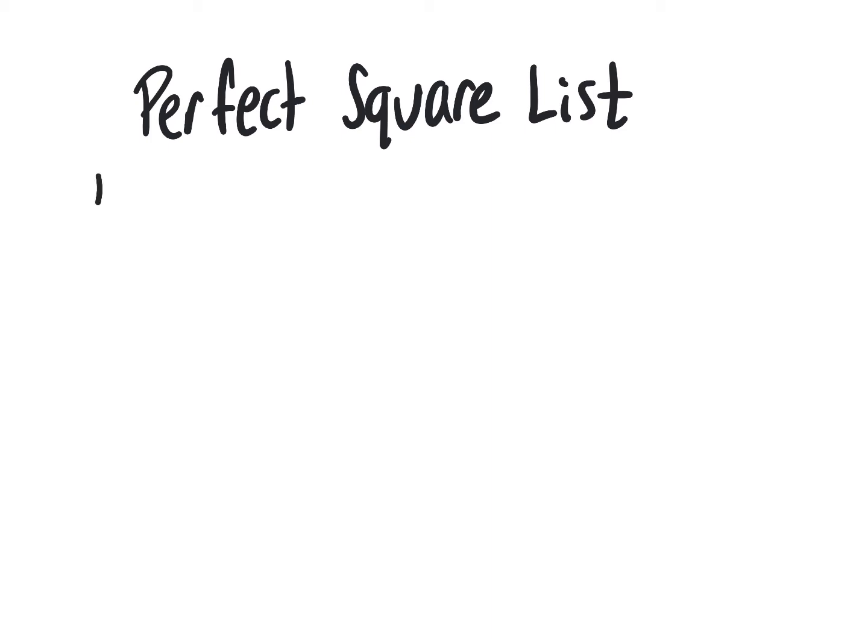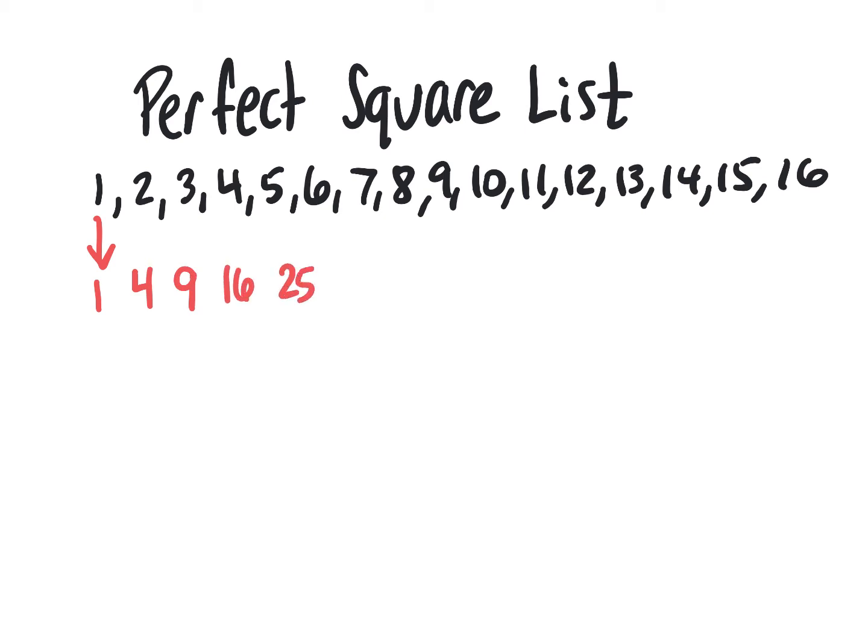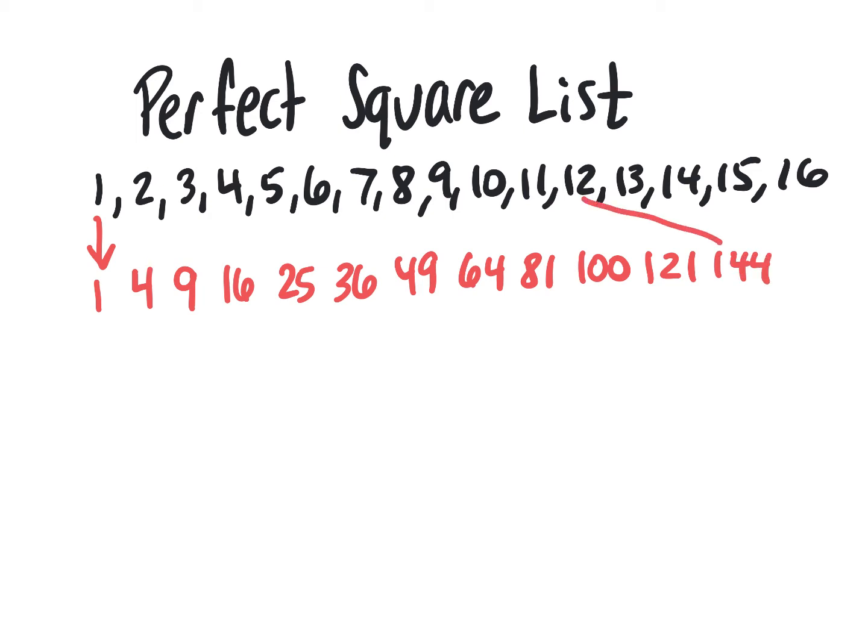So you would write the numbers 1, 2, 3, and so on. I'll go up to 16, and then you're going to say 1 squared gives you 1, 2 squared gives you 4, 9, 16, 25, 36, 49, 64, 81, 100, 121, 144, and so on. I'm out of space here at 12, but I hope that you can memorize at least up to 12. So we'll put some commas in here.